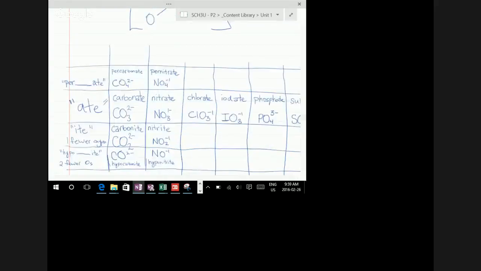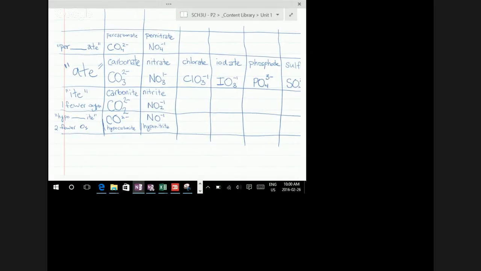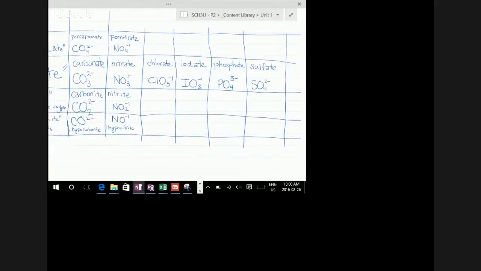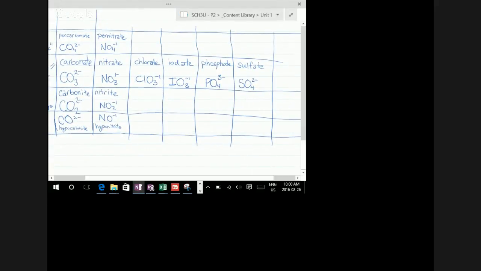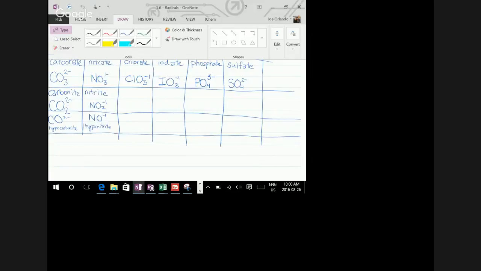Okay. And then we started looking at this chart, because there's not just nitrate, is there? If I put carbon in the middle, what would we call that? Carbonate. If I put chlorine in the middle, we would call it chlorate. If I put iodine in the middle, we would call it iodate. If I put phosphorus in the middle, we would call it phosphate. And if I put sulfur in the middle, we would call it sulfate. Good. You guys are so good.